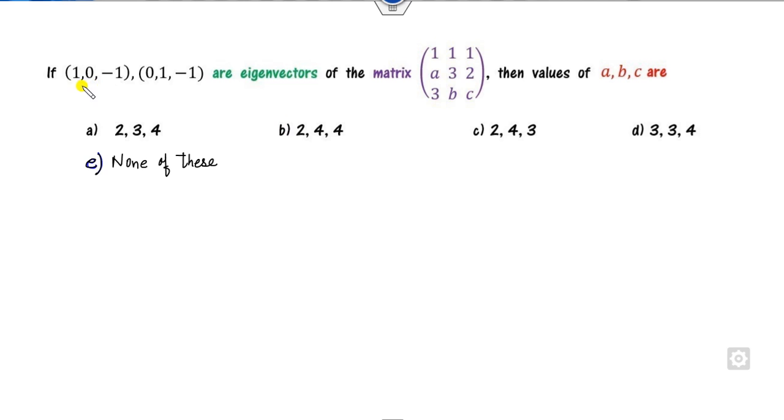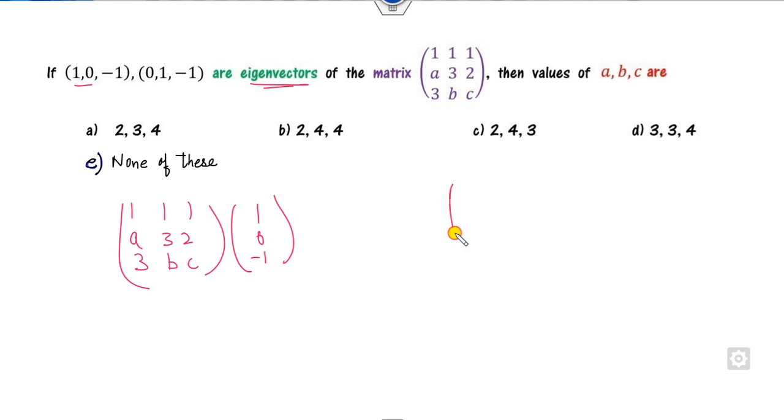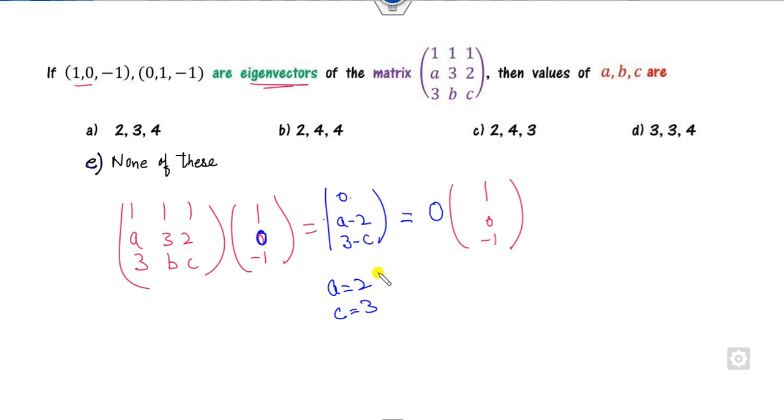Okay, look at this one. If these are the eigenvectors of this, then what are the eigenvalues of this? It clearly says that again it is an eigenvector. So what is the meaning of that? I have to multiply this by here, then you will write it in terms of this. So what is the answer? If you multiply them, (1, -1), (0, 1, 0), it will be A minus 2, 3 minus C. When will it be written in this form? Only when you take 0 times this. So it will be 0 when A is 2, C is 3.